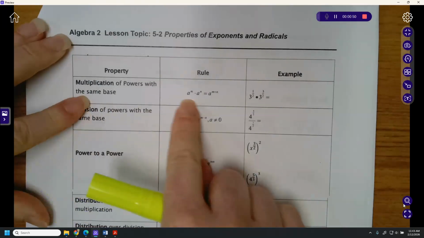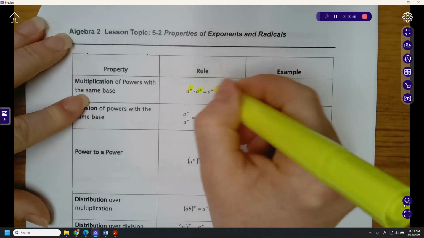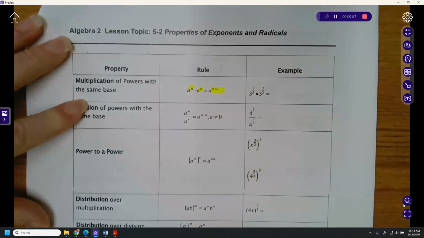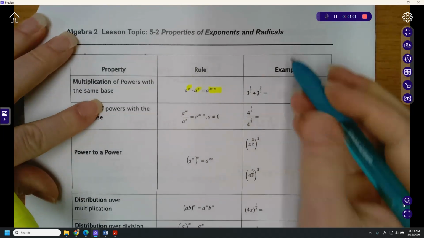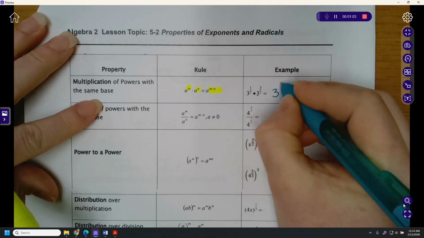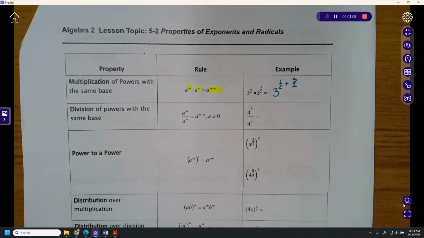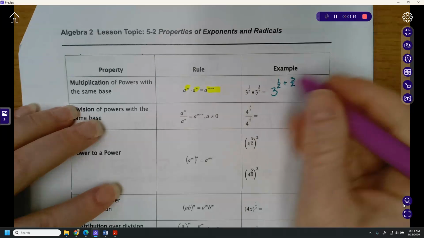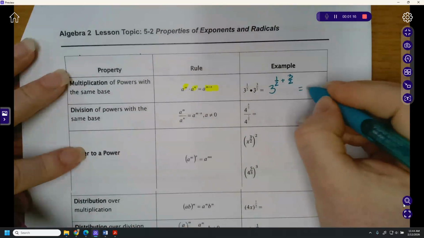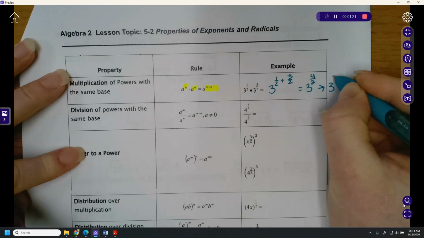When you have the same base and you multiply those bases to an exponent, you end up adding the exponents. And so this allows us now to have 3 to the 1/2 plus 3/2. Just be aware today that if these are not the same denominator, you're going to have to change them to a common denominator. These ones are. This would be 3 to the 4/2, which is 3 squared.